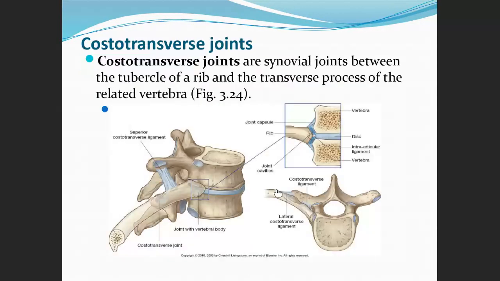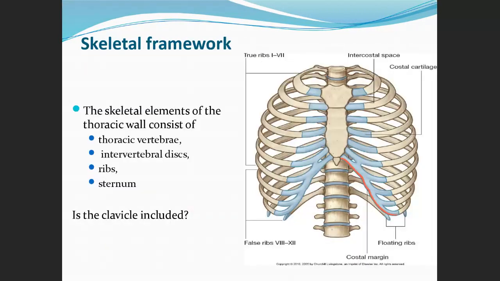Okay, so you can see it here, the head articulating with both, let's just call them T3 and T4, while the tubercle will articulate with the transverse process of T4. Okay, so are we all clear on how that works? If not, let me know, okay? Yeah, that makes sense. Okay, perfect, thank you.